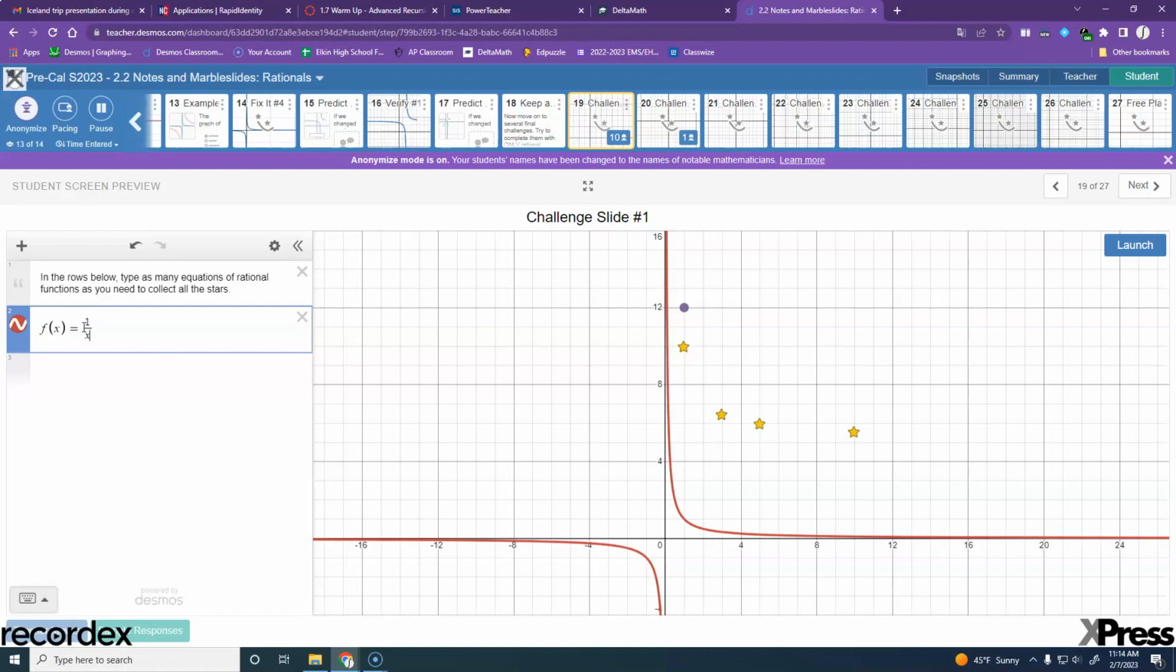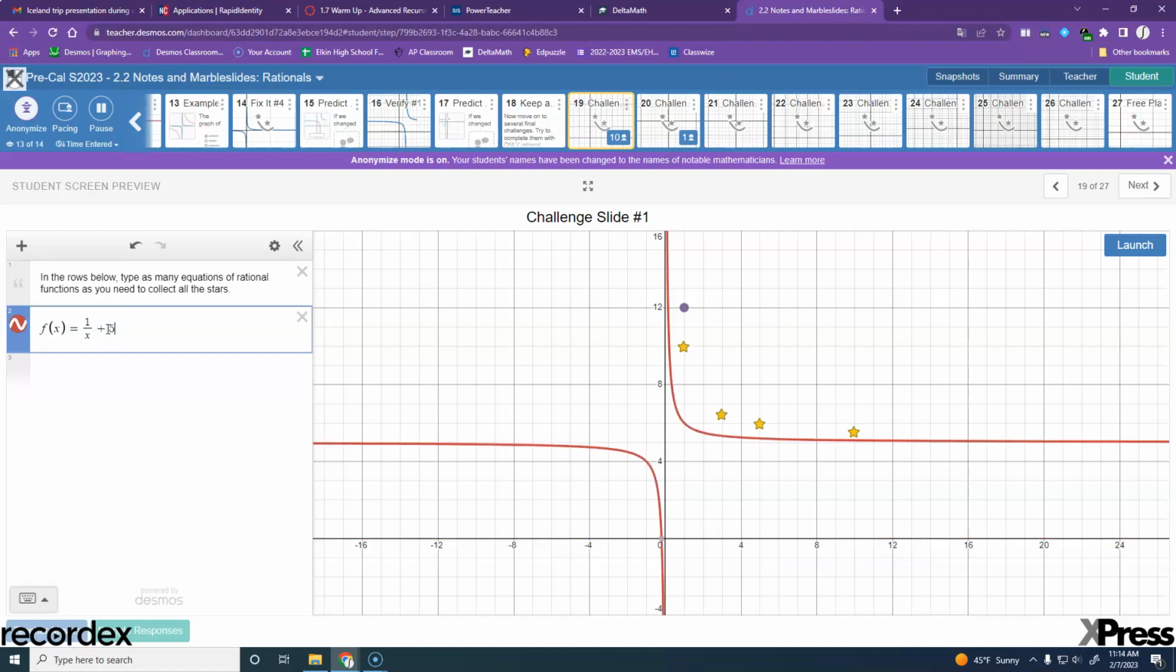And what does it look like? I probably need to do this graph. Probably need to slide it up some there. Maybe like a horizontal asymptote at 5 might be good. So I'm going to put a plus 5 right there. You can test it, see if it's working. It's almost got it, but I'm missing this star right here. So what do you guys think I might could do to get that star? Put a 2 right there. That makes it a little less steep.